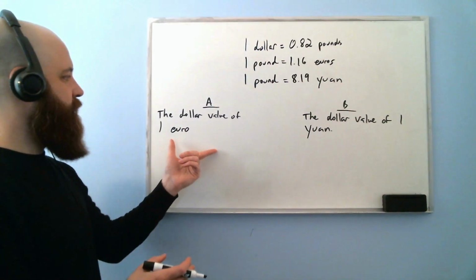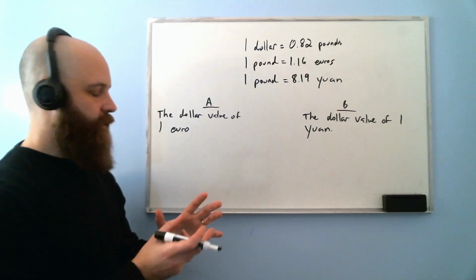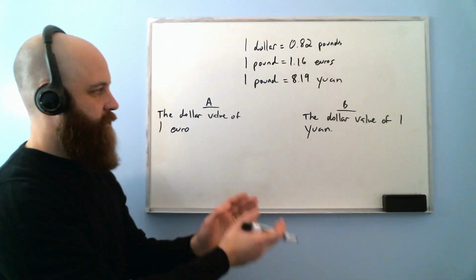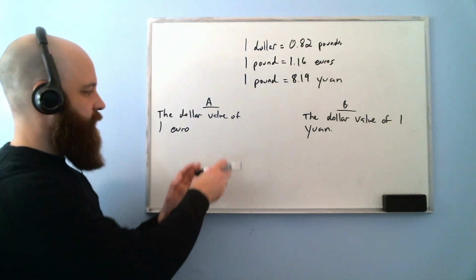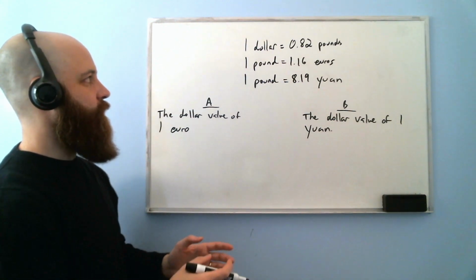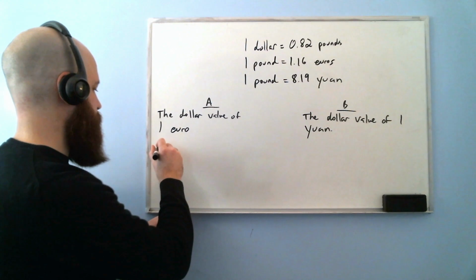In A, I'm asked to convert euros to dollars. Okay, so remember in the last question, we said start with the unit you're given, think about the unit you want to convert to, and then write down the conversion factors that will logically cancel the units so that you end up with what you want. Okay, so I'm starting with 1 euro. Easy enough.